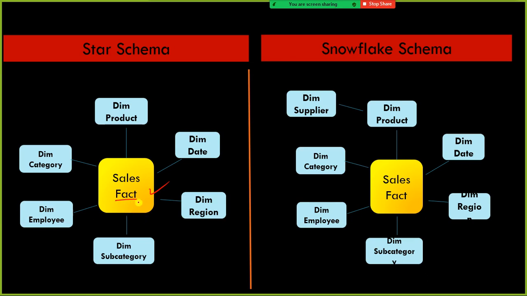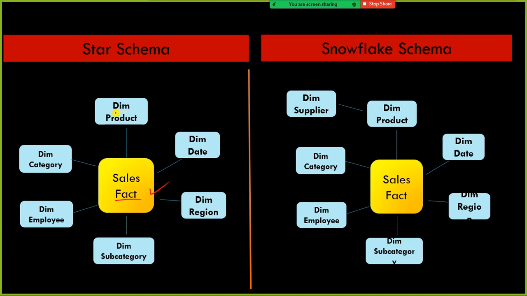You store all the measures, which are the numeric values, in the fact table, along with the dimension keys of other tables. So these are the dimension tables. The dimension tables are also called lookup tables. Now the question is, what is the use of these dimension tables? All these dimensions have a relationship with this fact table.